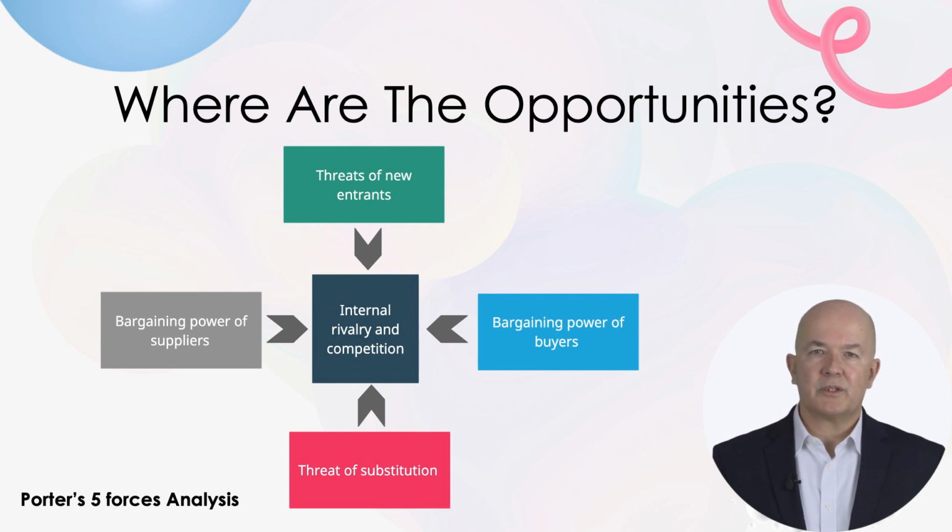Porter's 5 Forces is a really useful model to start your competitor analysis with, as it will help you to determine the intensity of competition in your market. In the framework, internal rivalry and competition sit in the center, with 4 factors feeding into it. These factors are the bargaining power of suppliers, the threat of new entrants, the bargaining power of buyers, and the threat of substitution.